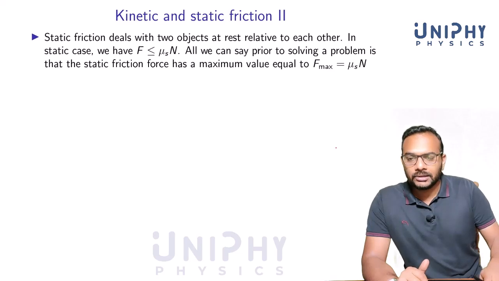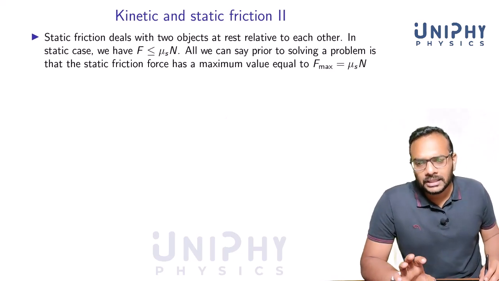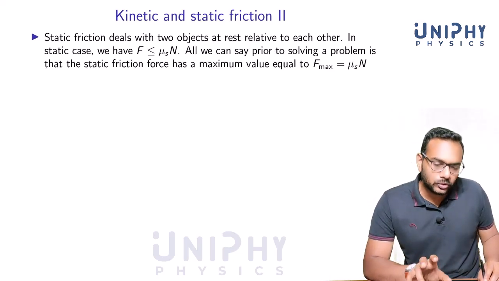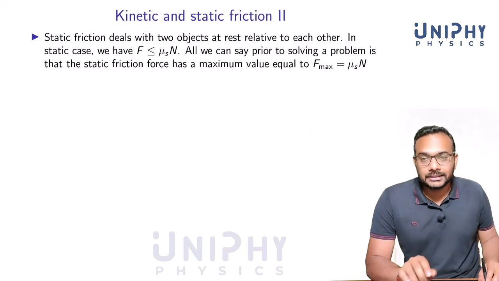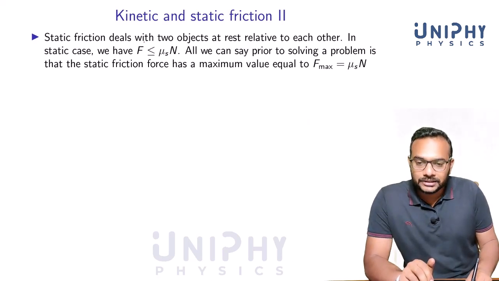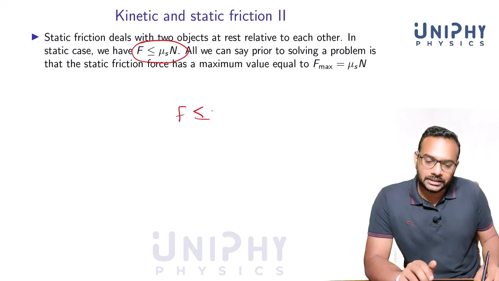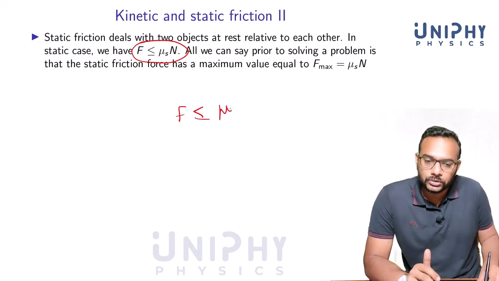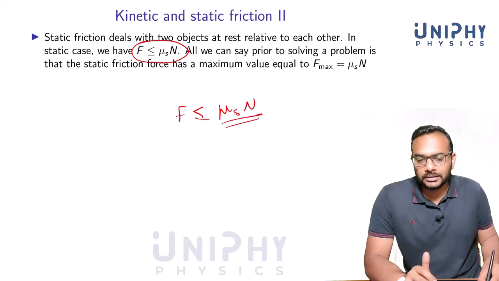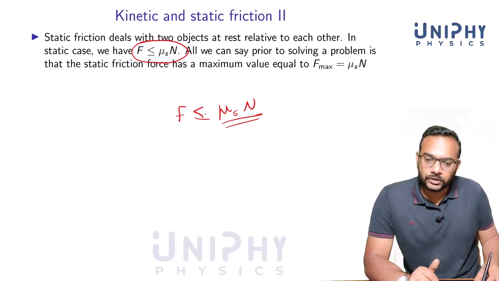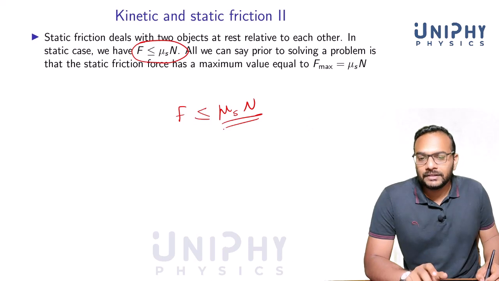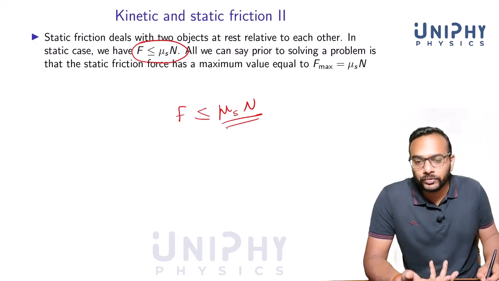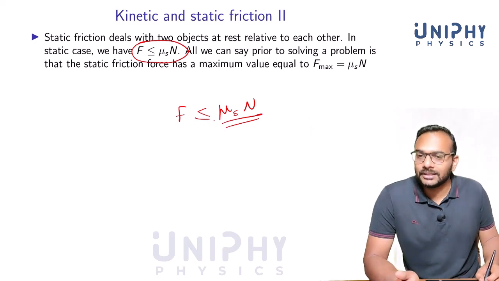Now let's go to static friction. If two objects are at rest, we say that there is a static friction. In this case, we can only write an inequality. We can say that the frictional force is less than or equal to mu s n. This is the coefficient of static friction, and this is the normal force. It's less than or equal to mu s n, which means that if it starts moving, it may attain the maximum, and then there will be an equality.